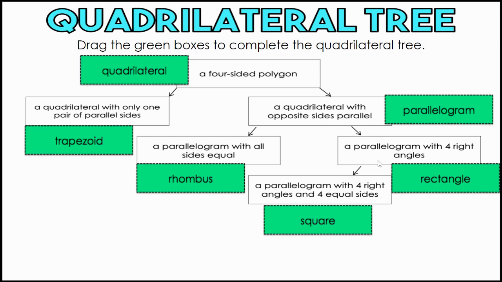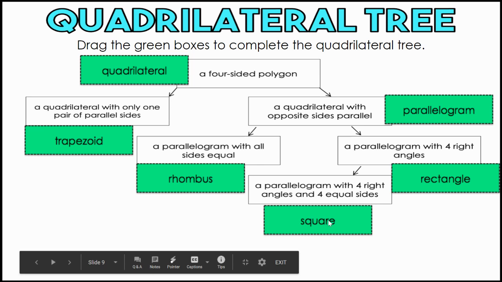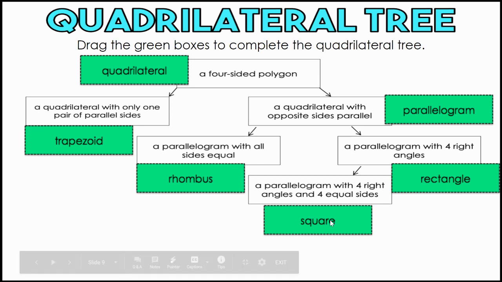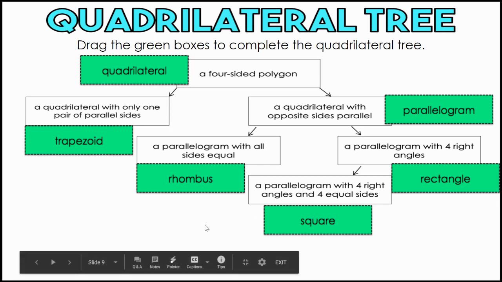Parallelograms can be rhombuses and rectangles as well. A rhombus has all equal sides, and a rectangle has 4 right angles with 2 opposite sides parallel. And then the rectangle comes down to the square, where we have 4 right angles or 4 vertices and 4 equal sides.